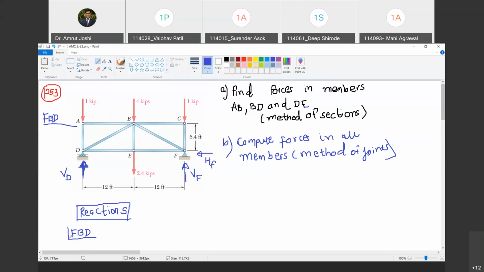Okay, so what do we do next? Once the free body diagram is drawn, we apply equations of equilibrium. Say summation Fx equal to 0. Do you agree with me? Yes, sir. Summation Fy equal to 0 and summation moments equal to 0. Are you with me? Moment about z axis passing through one of the points on the body. Are you with me? Yes, sir. These are the equations that we are going to apply, but that is not required in this case.